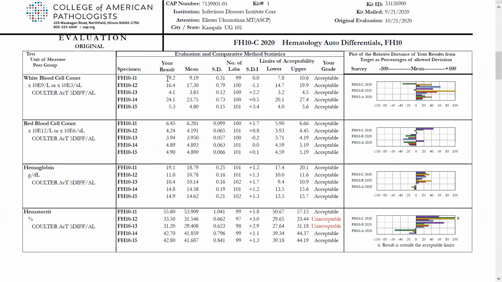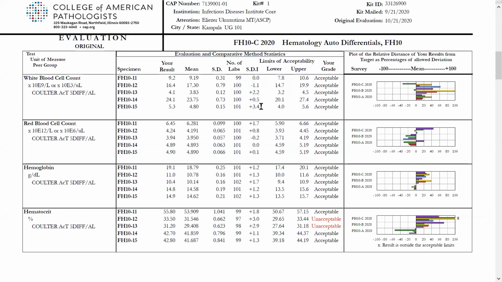And our results, this column says our result. Our result was a 9.2, with the overall mean from all the labs being 9.19, so we were right there. The standard deviation is 0.31, and there were 99 labs included in this PT. So there were 99 labs that ran the CAP PT that also used this platform, the Coulter Act diff. And our SDI, which tells you how far you are from the target, was 0. 0 is great in this case.